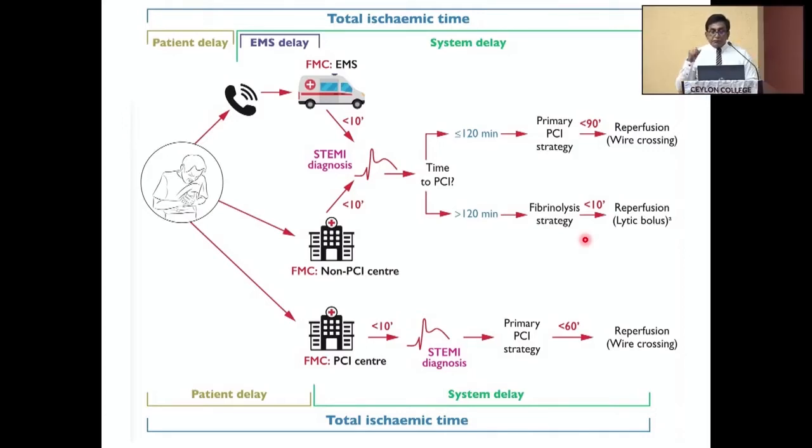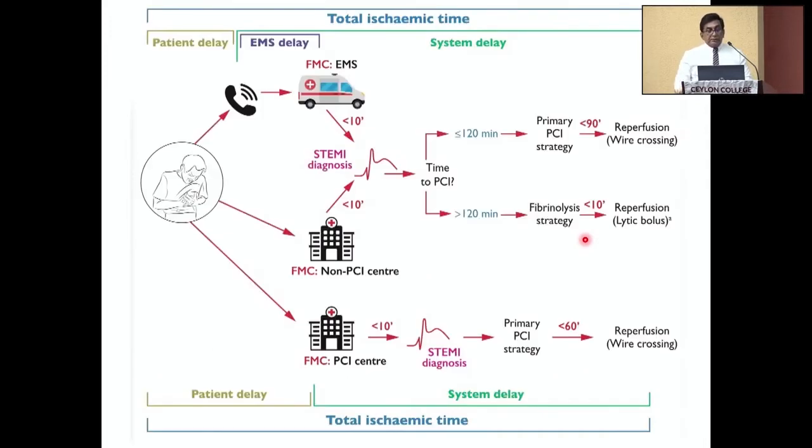If a patient comes first to a PCI center like National Hospital Colombo, you make a diagnosis within 10 minutes by doing an ECG, and you can see ST elevations. Then you immediately transfer the patient to the PCI lab, not to the CCU, not to any other place, and coordinate directly, minimize delays, and send the patient for reperfusion. We don't talk about door to balloon time anymore. We talk about door to wire crossing time.